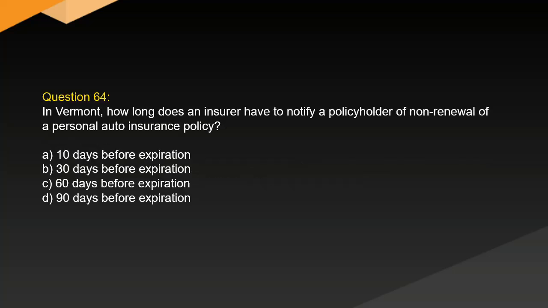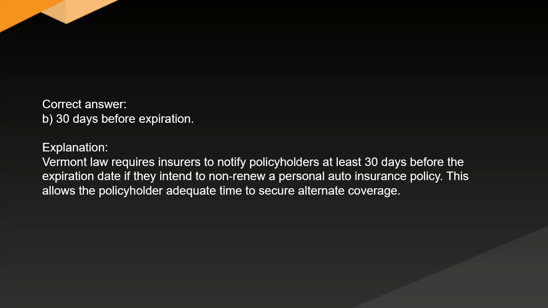Question 64. In Vermont, how long does an insurer have to notify a policyholder of non-renewal of a personal auto insurance policy? A. 10 days before expiration. B. 30 days before expiration. C. 60 days before expiration. D. 90 days before expiration. Correct answer: B. 30 days before expiration.